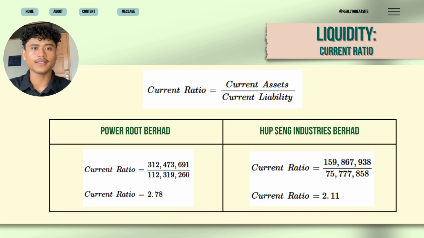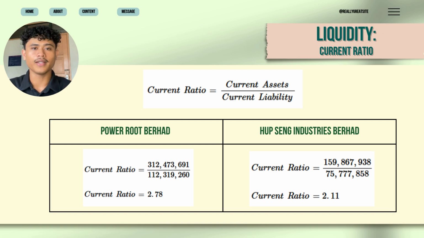Next, let's look at the current ratio, which is a liquidity ratio. The formula is current assets divided by current liabilities. This ratio measures a company's ability to meet its short-term obligations using its current assets. Generally, a current ratio above 1 indicates good liquidity.